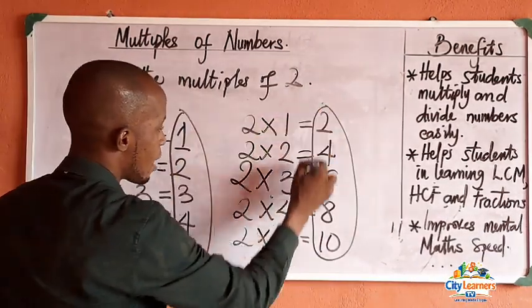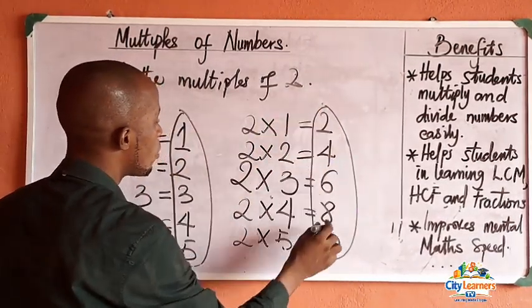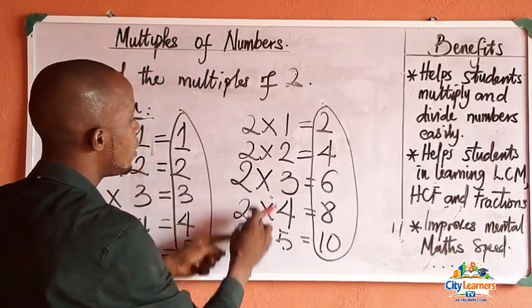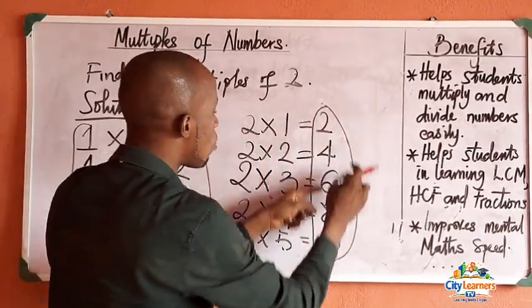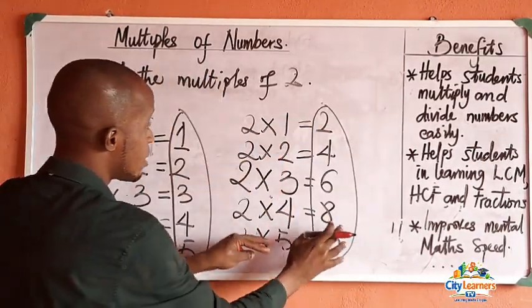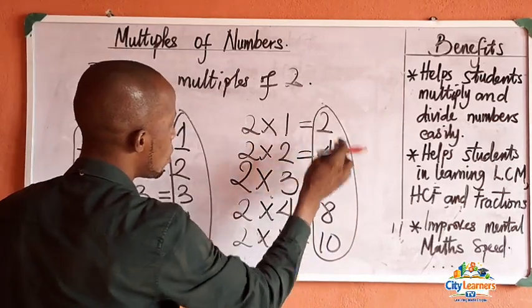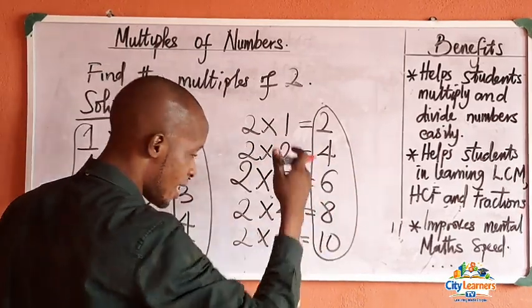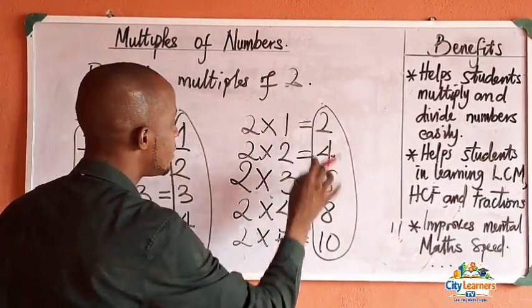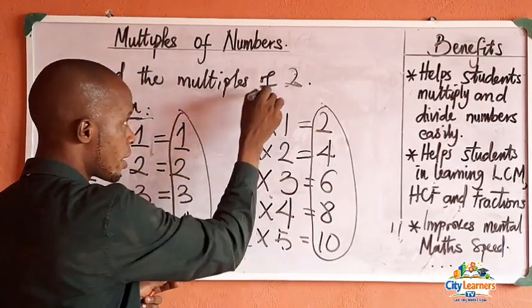Now, the answers that we get when we multiply a given number by a whole number are the multiples of that given number. In this case, 2, 4, 6, 8, 10, and so on are the multiples of 2, the given number.